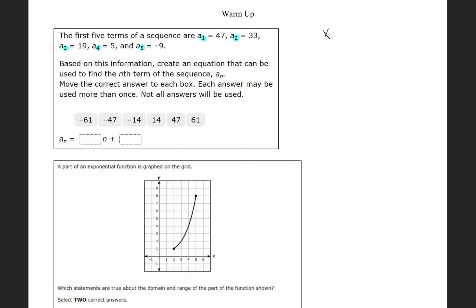Those, when you create a table, are going to be your x's. So you're going to write all of those numbers on the x side: 1, 2, 3, 4, and 5. Then the other numbers, 47, 33, 19, 5, and -9 are going to be your y's. So you're going to write them there: 33, 19, 5, and -9.